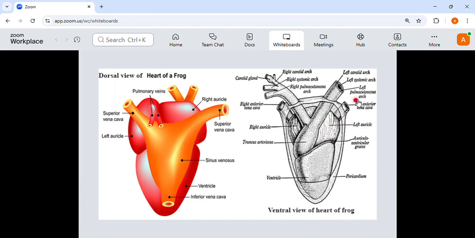So pulmonary vein is bringing the oxygenated blood to the left atrium. It brings the oxygen rich blood to the left atrium. From left atrium it reaches the ventricles. In ventricles what happened? Now only one ventricle is there, so there won't be any separation of oxygenated and deoxygenated blood.